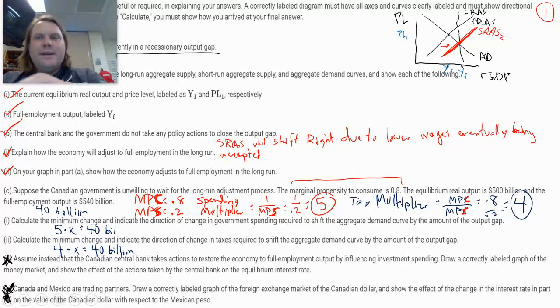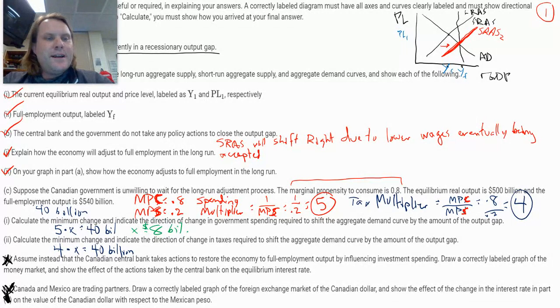So remember, we're trying to get back to this spot, so we've got to increase aggregate demand. Well, if the federal government's going to do it, with fiscal policy, they can either spend, that's our spending multiplier, or they can tax. If they spend, we take 40 divided by 5, so x is going to be $8 billion. They've got to increase spending by $8 billion to cover this recessionary gap.